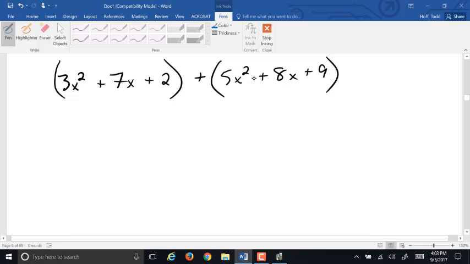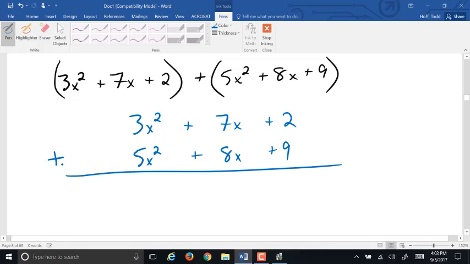Adding these two numbers, like I said, those place values work exactly like our whole number place values. So our addition is going to work exactly like our whole number addition. So I write out the first number, 3x squared plus 7x plus 2. And then I'm going to write the second number underneath it, and I'm going to make sure I line up the place values. So the 5x squared goes under the 3x squared. The 8x goes under the 7x. The 9 ones goes under the 2 ones. And we are adding down these columns.